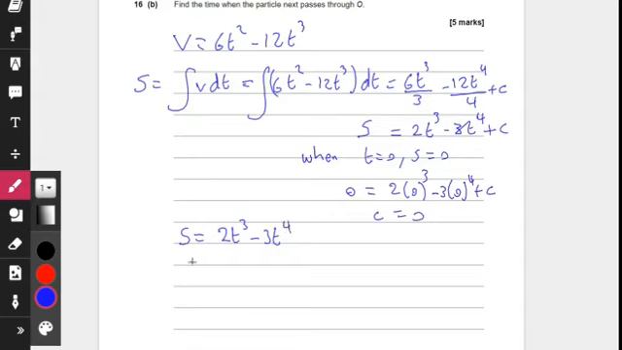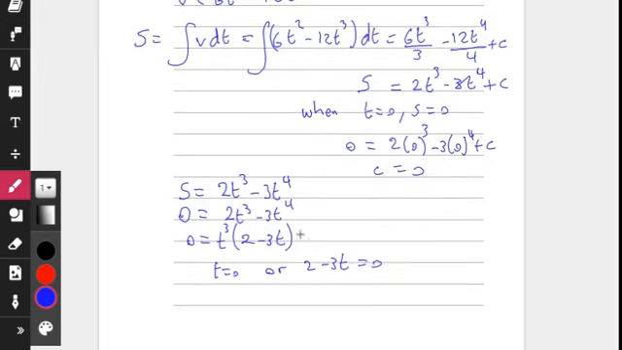And we want to look for when it next passes O, so we want to set s equal to 0. So that's 0 equals 2t cubed minus 3t to the 4. And then we're going to factorize t cubed. So it becomes t cubed times 2 minus 3t. So either t cubed equals 0, which means t equals 0, but we don't want that point. We want the next time when it is equal to 0. So, or 2 minus 3t equals 0, in which case we have that 2/3 equals t. So that's that.